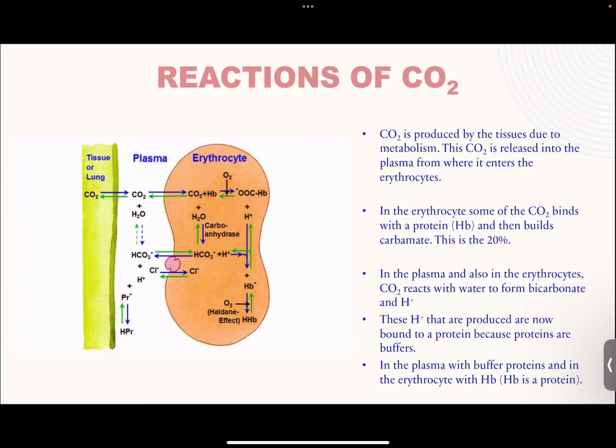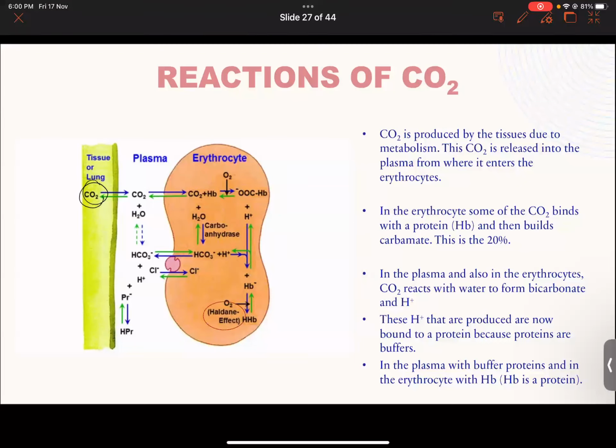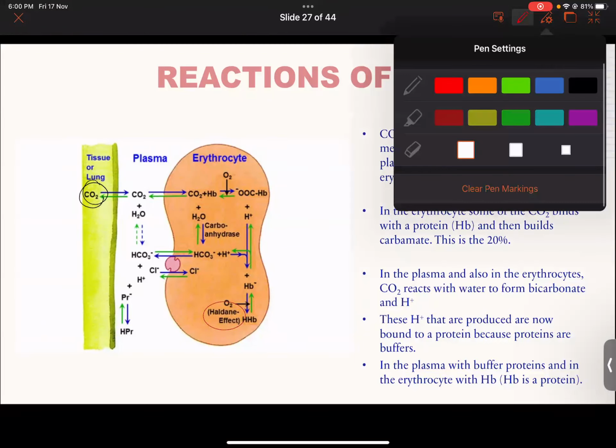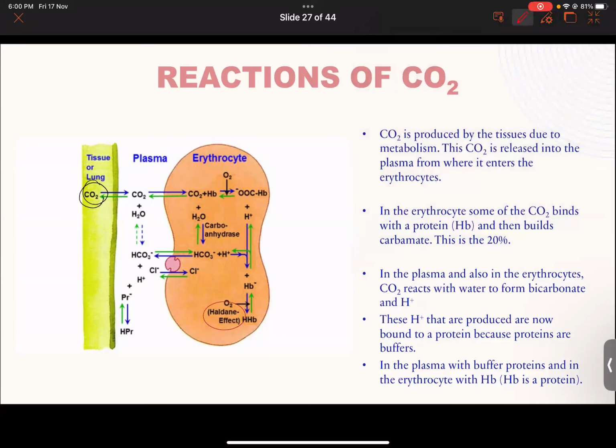So we said there's three forms of carbon dioxide, right? We're going to look at the chemical ones over here. We have bicarbonate and we have the carbamate, which is bound to the proteins. So when we have CO2 that comes out of the tissue or the lungs, it's going to go to the plasma, and then from the plasma, it's going to go to the erythrocyte. So first here and then here.